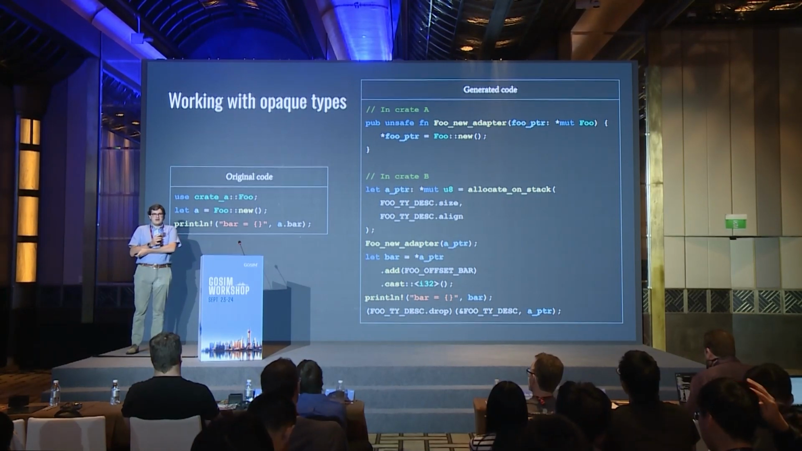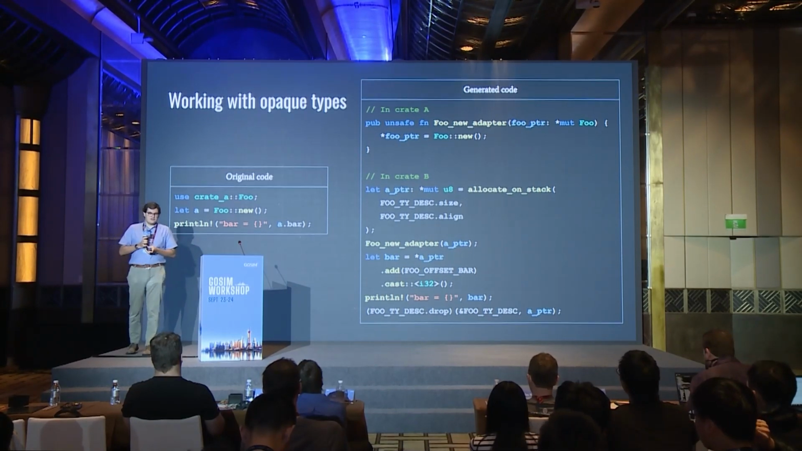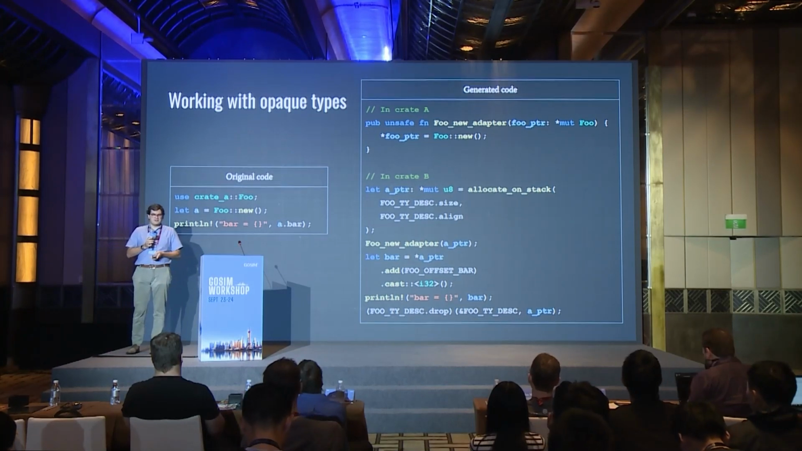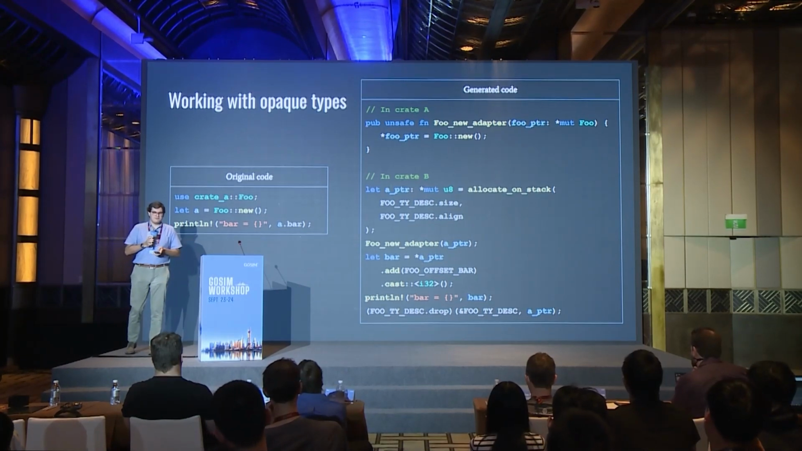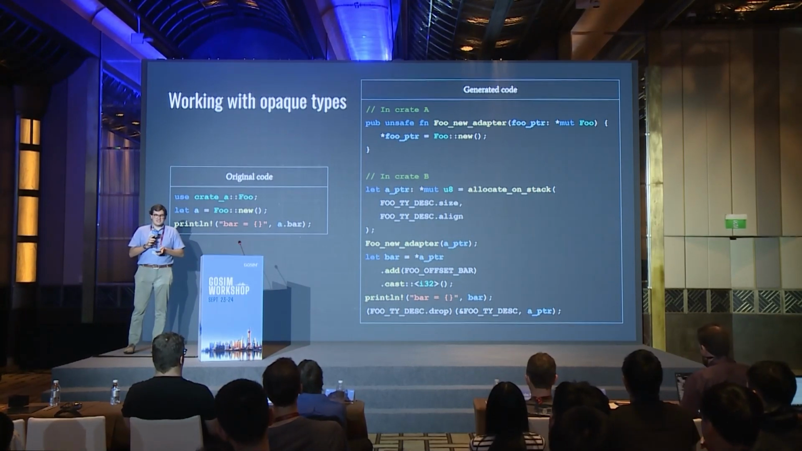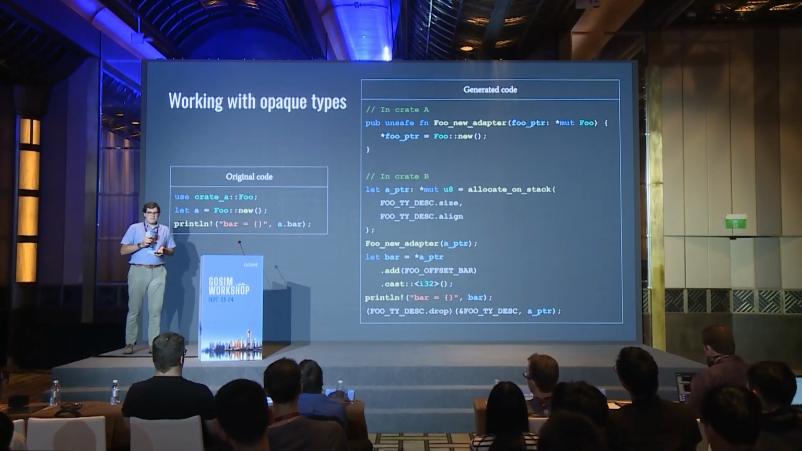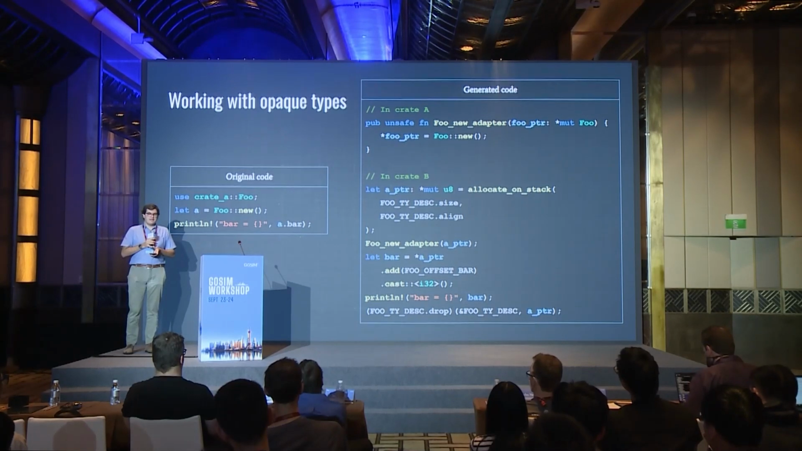Finally, we want to access the bar field on this struct. So we simply take the offset of the bar field. We read that offset from the static defined in crate A, add that to the pointer, cast the pointer to i32, and just read the value at this offset, and then print it. Finally, we drop our foo value by calling the drop function from the foo type descriptor.